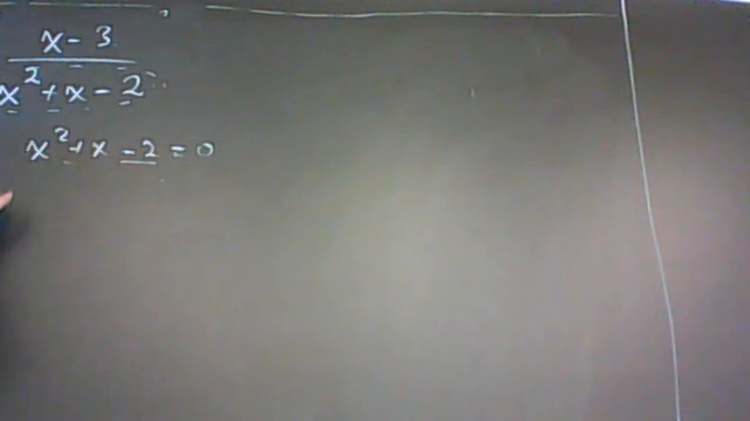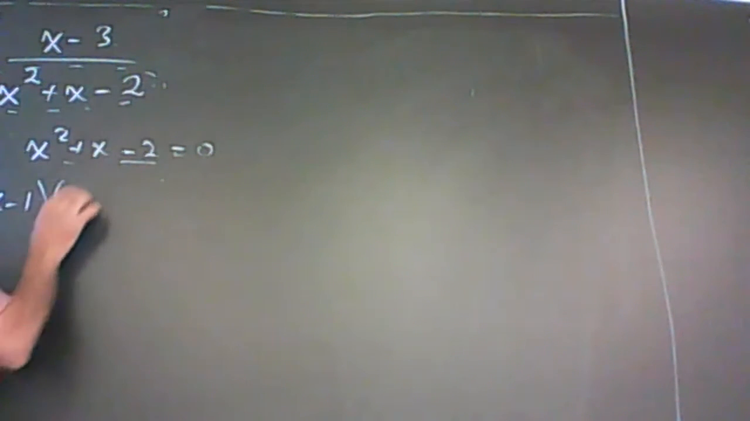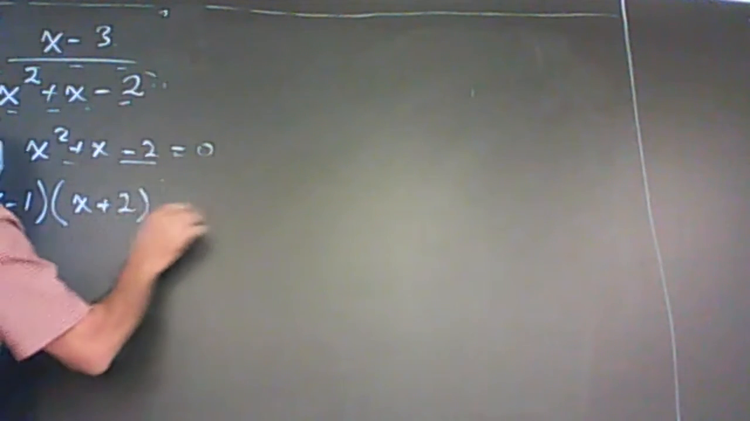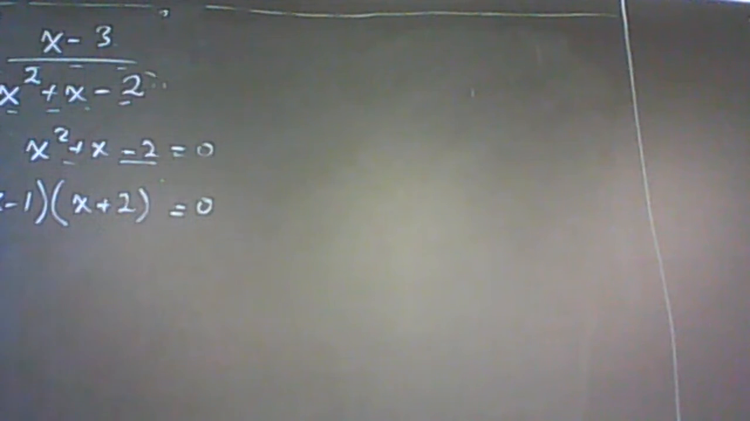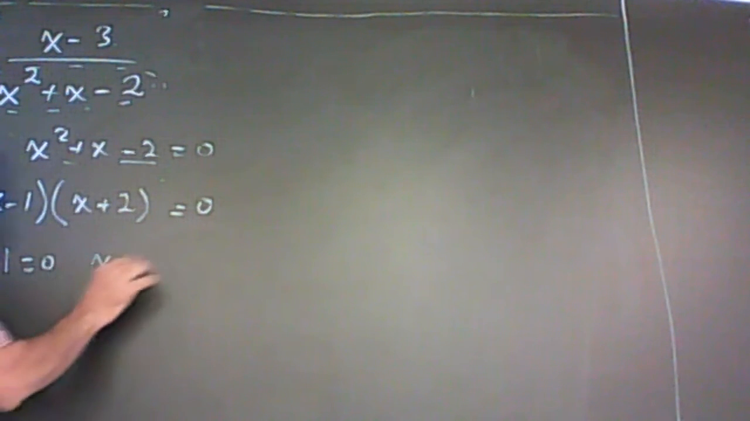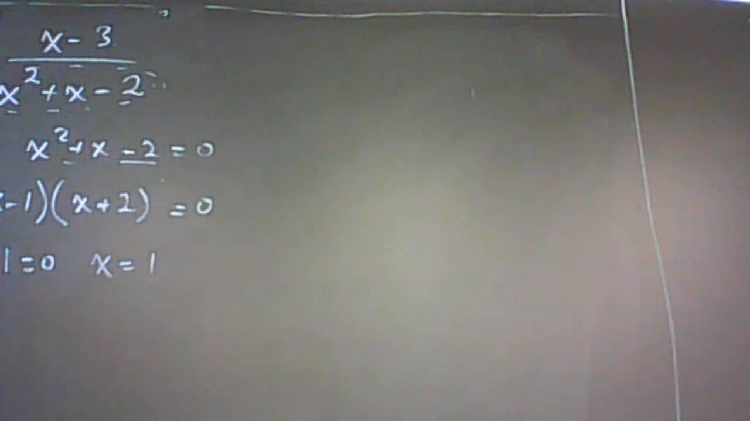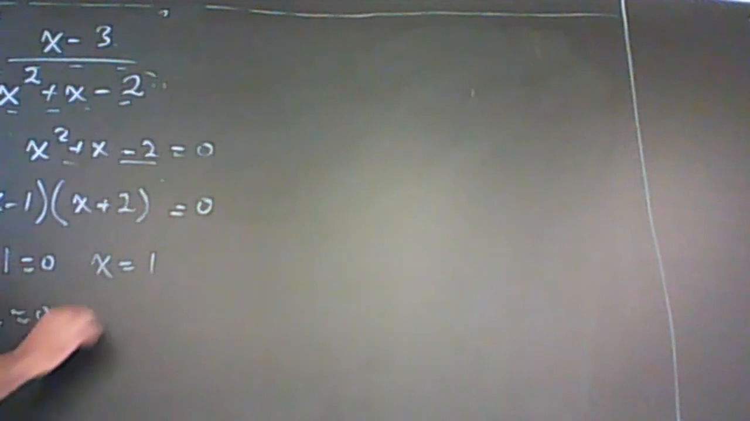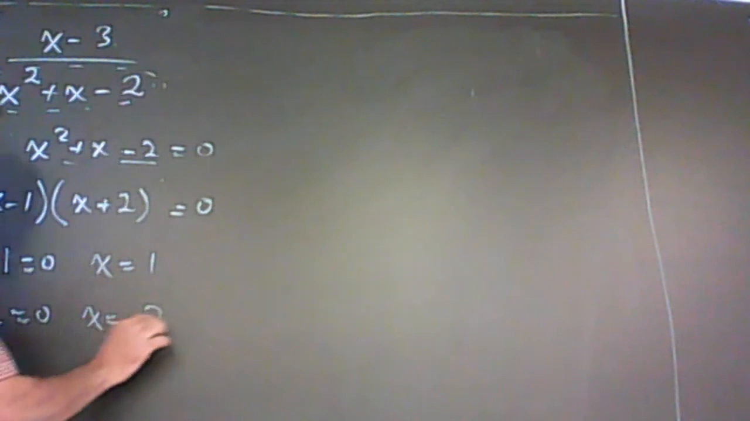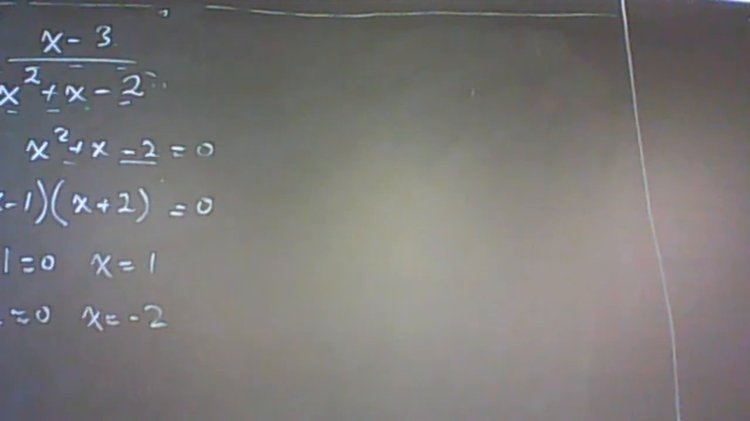So we're going to say this is equal to x minus 1, x plus 2 equals 0. Correct? So now we can say if x minus 1 equals 0, then x is equal to 1. And if x plus 2 equals 0, then x is equal to minus 2. So far, so good.